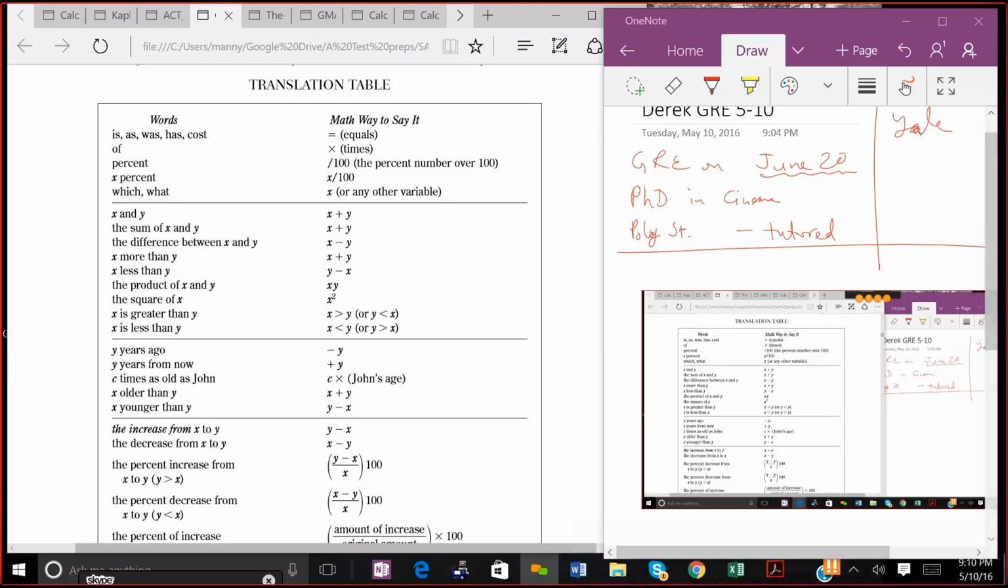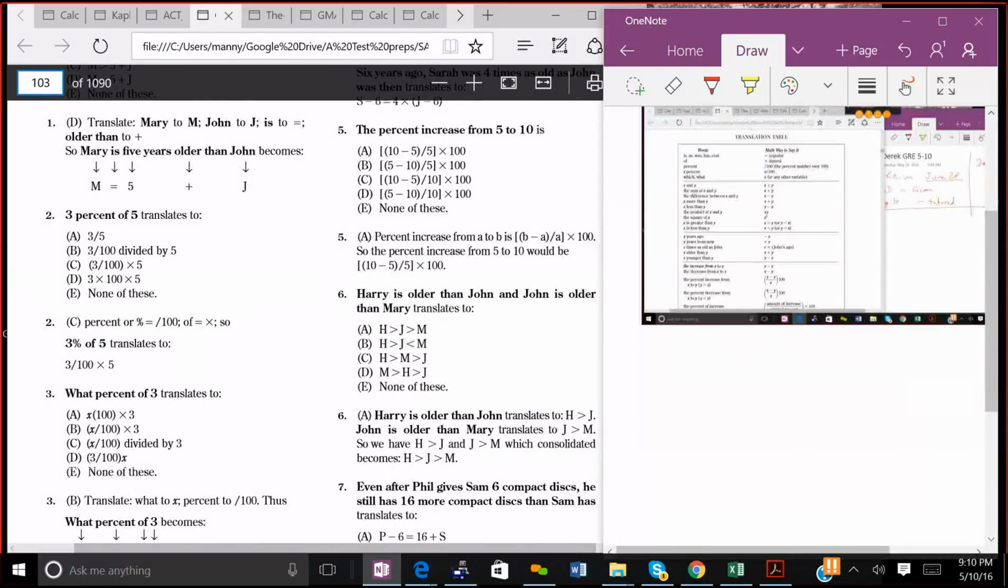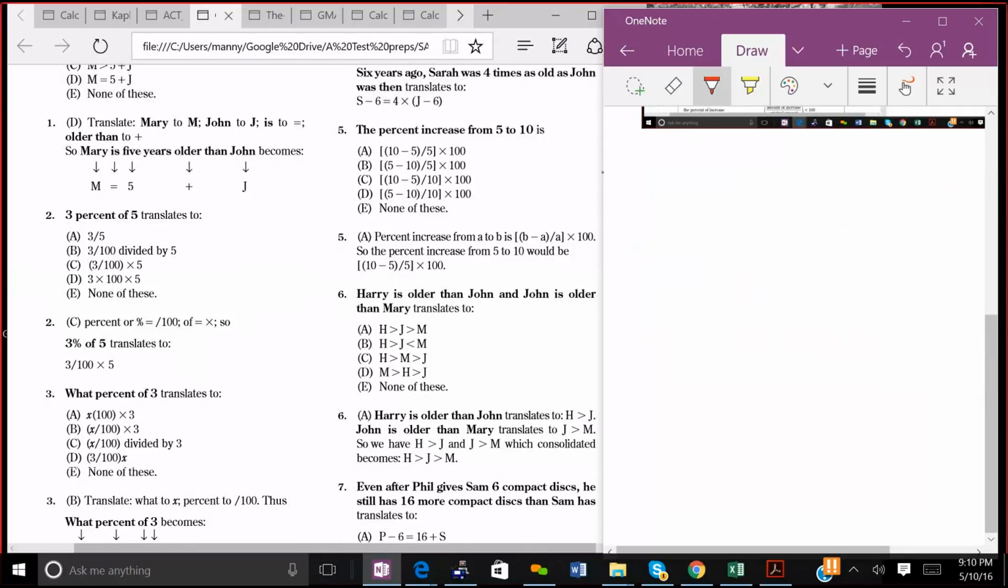Okay. So these things you need to know. Let me show you a couple of small questions. These are not exam level questions. I'm showing this to you just to train you. 3% of 5 means 3 divided, percent means divide by 100. Of means multiply, and 5 is 5.